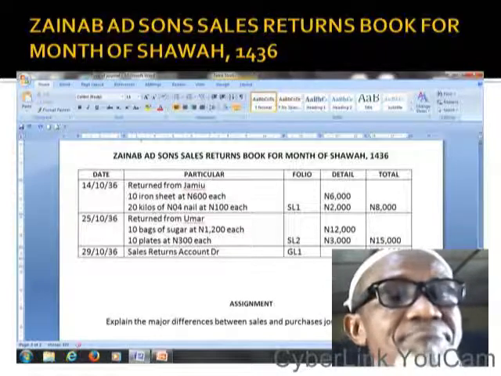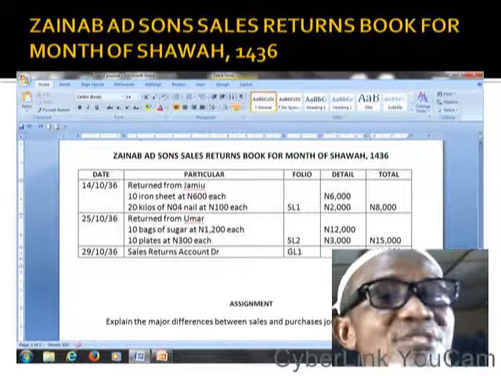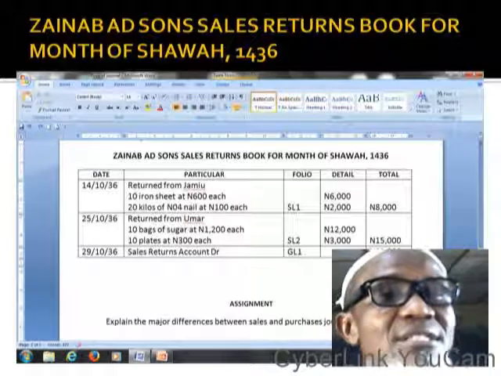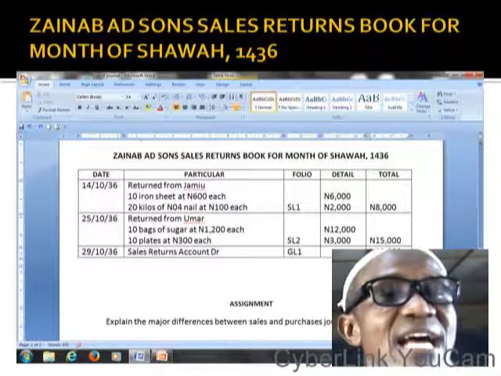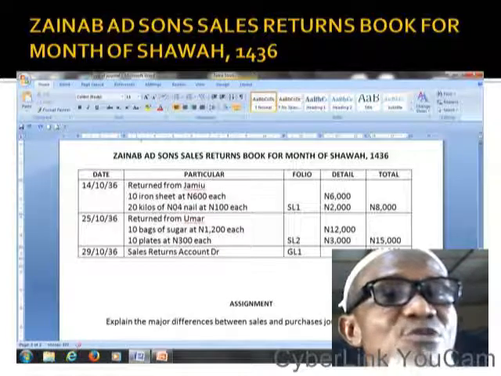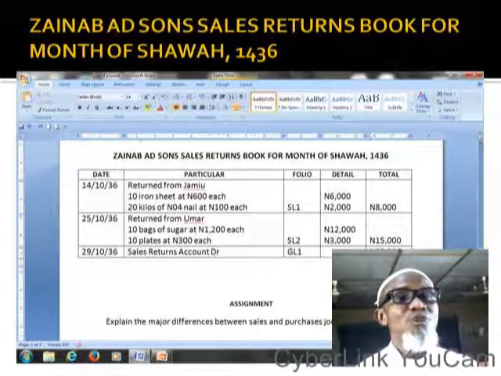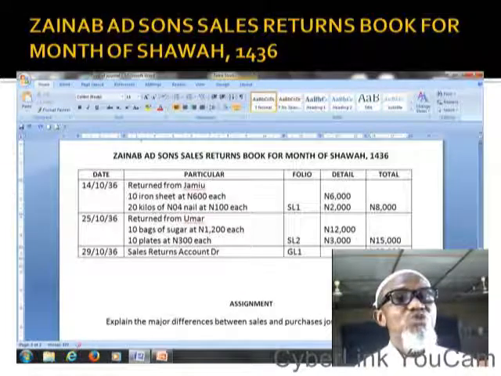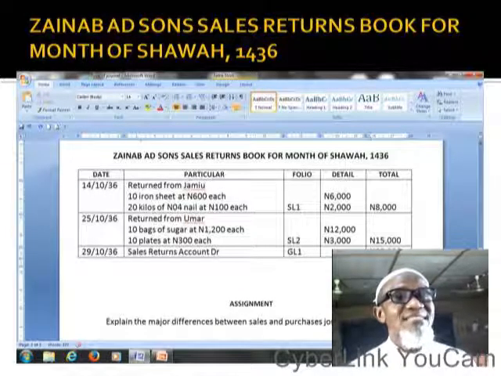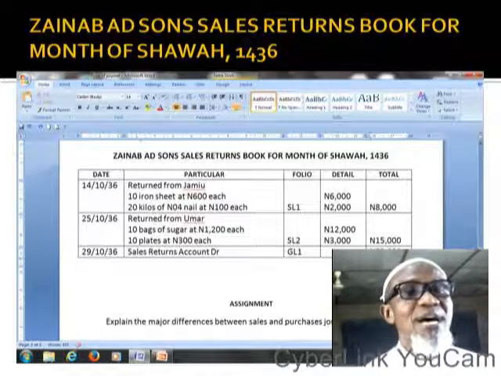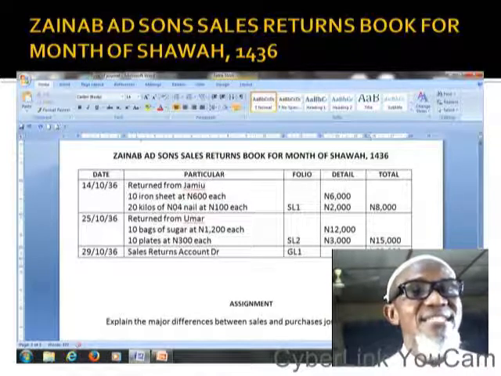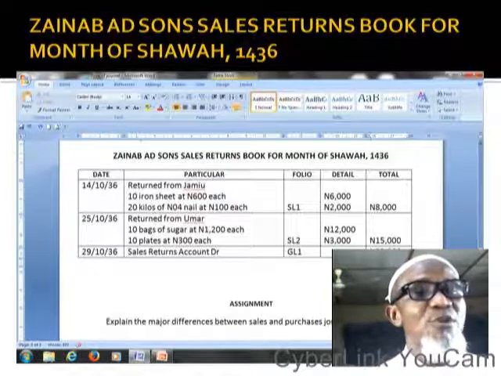It will now give you 15,000 naira. To sum up the total amount of money in your total column, you just add Jamil's total amount, which is 8,000, plus Umar's total amount, which is 15,000. That will give you the total amount of goods that is being returned back to the seller at that point in time.